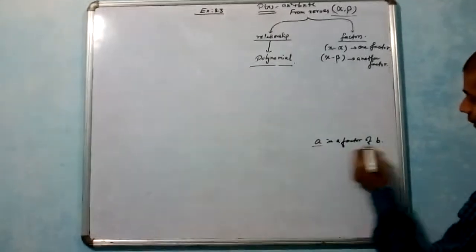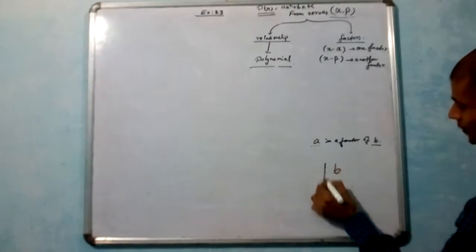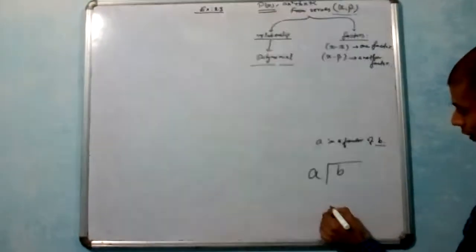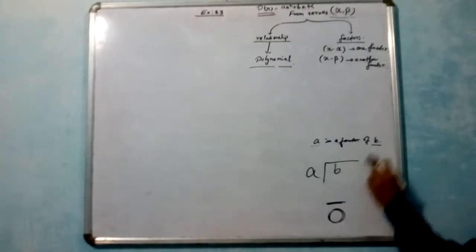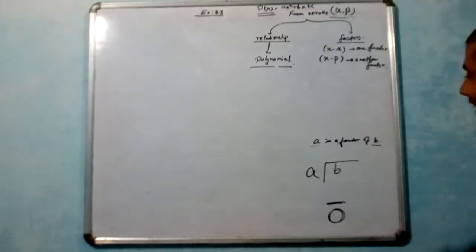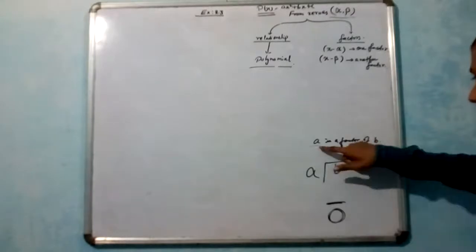A is a factor of B. Simple. When B is divided by A, we get the remainder 0. This means... What are you thinking? A is a factor of B. Simple question. That's why I wrote A and B.